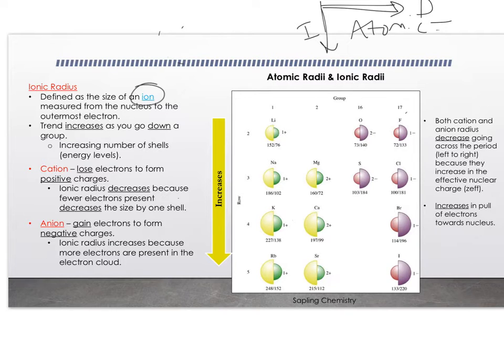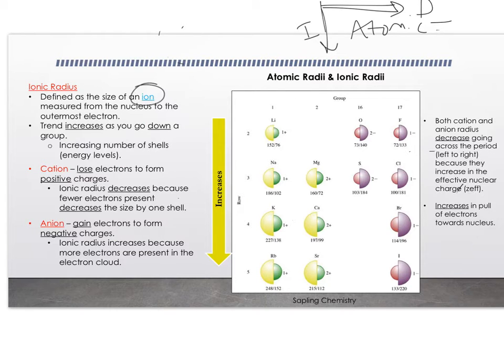And just to overall sum up here on the right side, both cation and anion radius are going to decrease going from left to right across the periodic table because you are increasing the effective nuclear charge, so you're creating a more positive to negative ratio, which is going to create that stronger pull. So you're increasing the pull of electrons towards the nucleus.